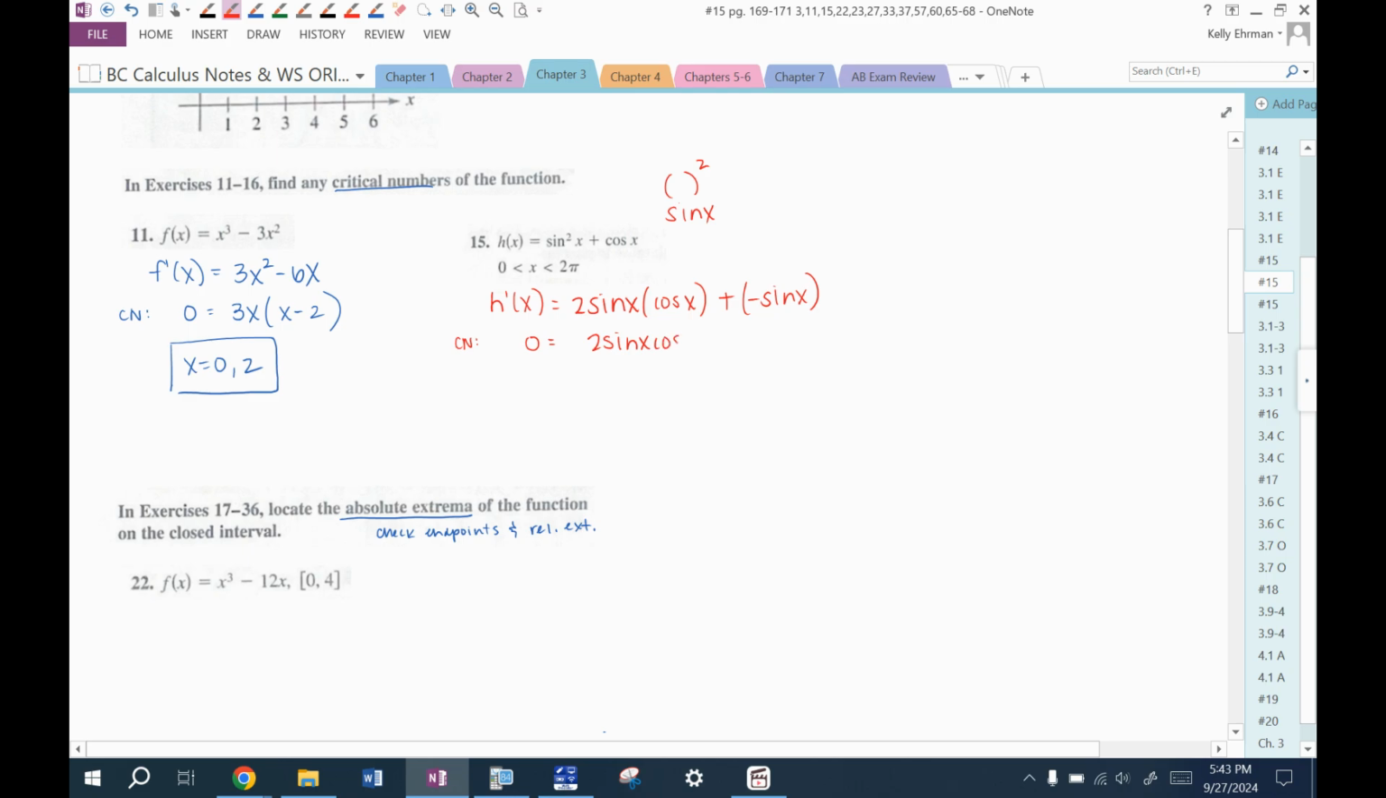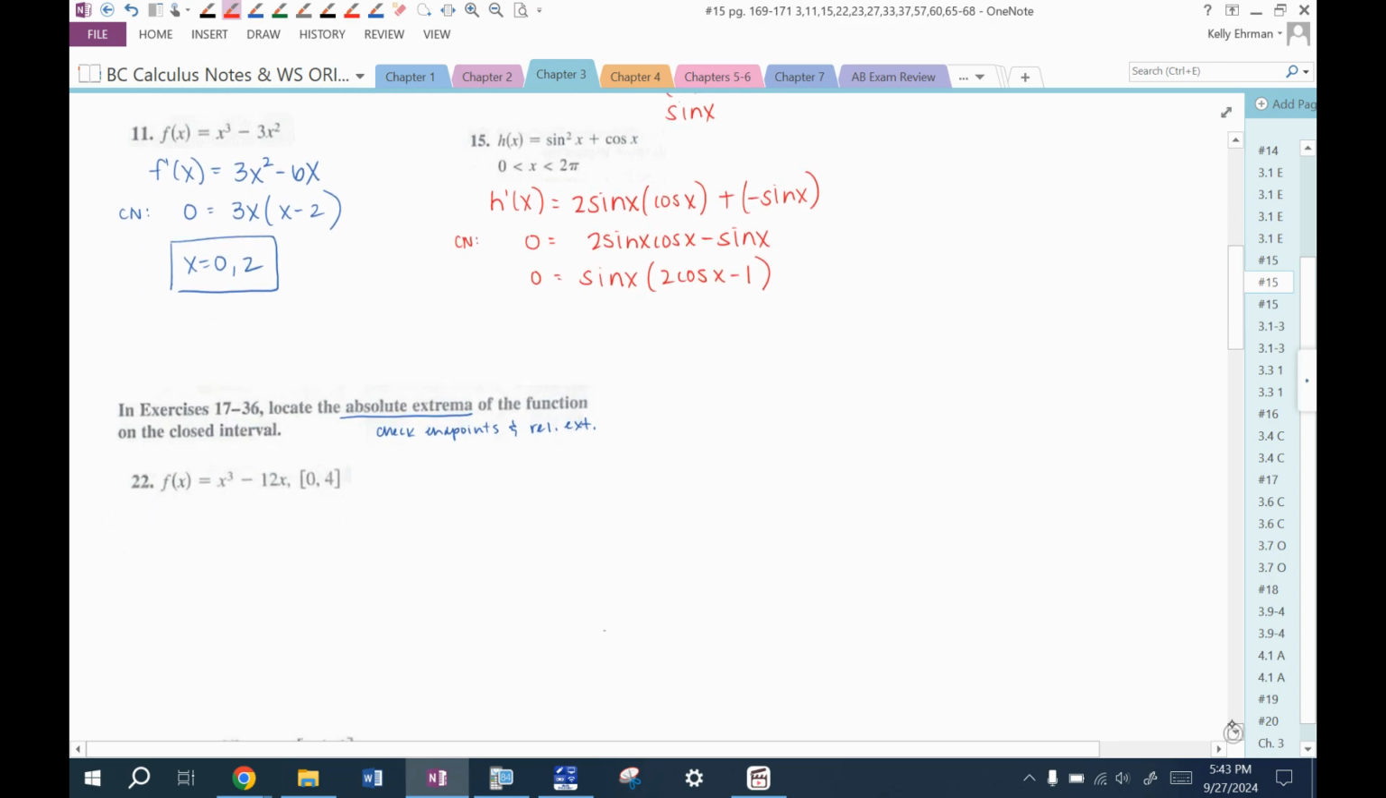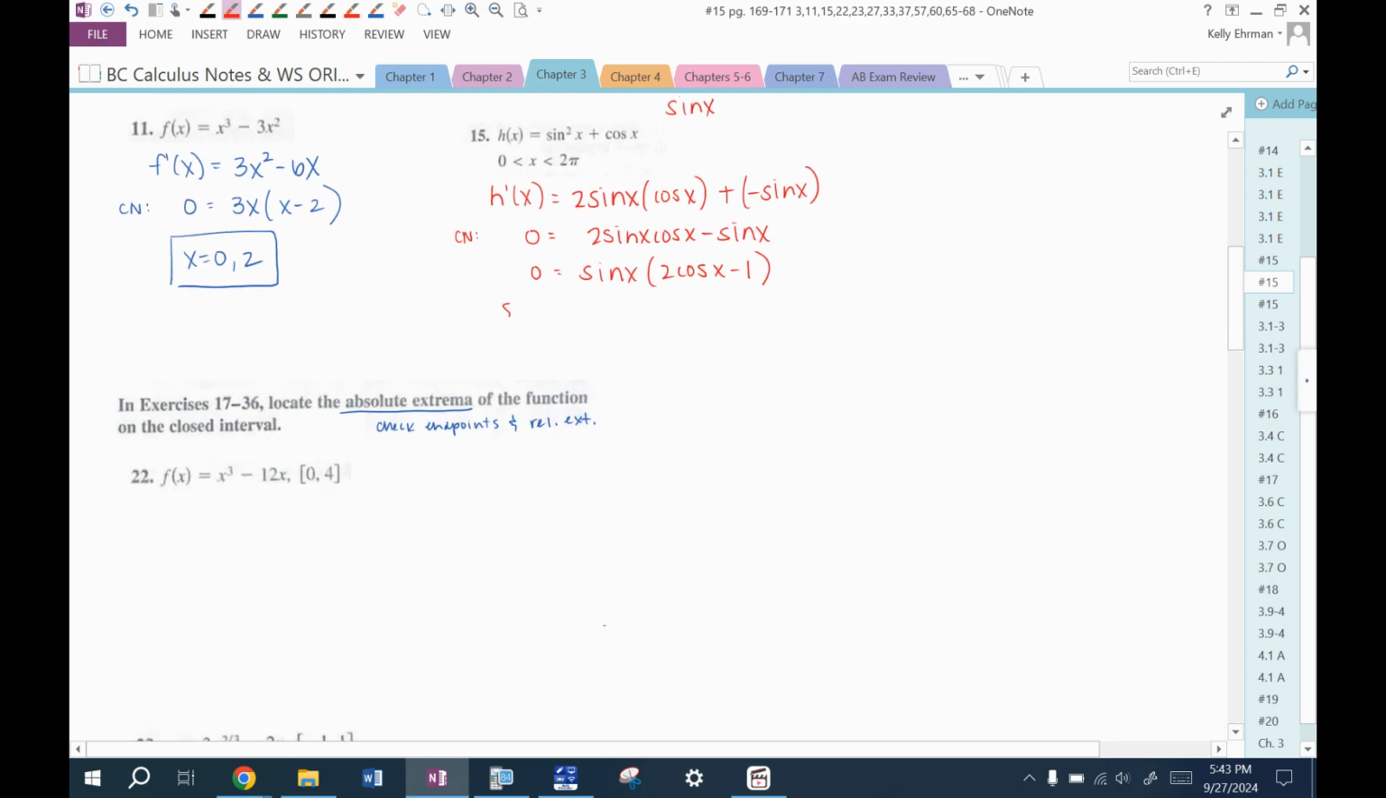2 sine x cosine x minus sine x. You can factor a sine x out of that, and that leaves you with 2 cosine x minus 1. This is now a trig equation to solve, so it could be that sine x equals 0, or it could be that 2 cosine x minus 1 equals 0, in which case cosine x equals 1/2. So when does sine x equal 0 around the unit circle? That's when the y-coordinate is 0. So that's at x equals 0 and pi.